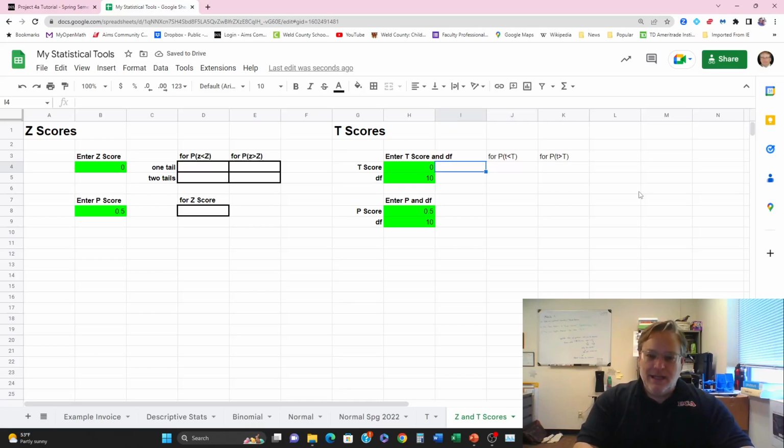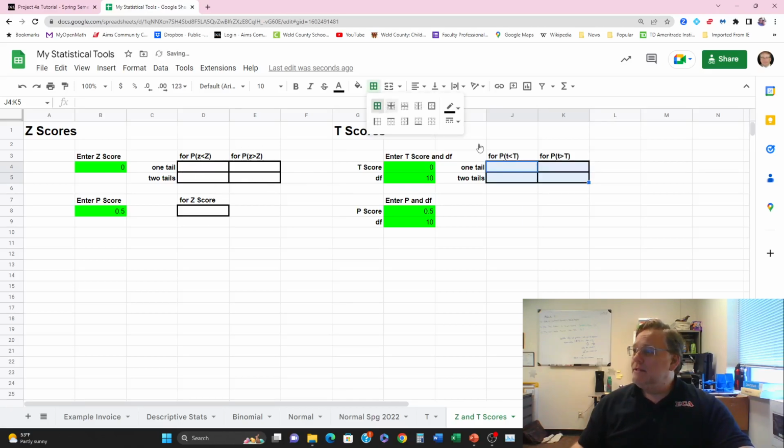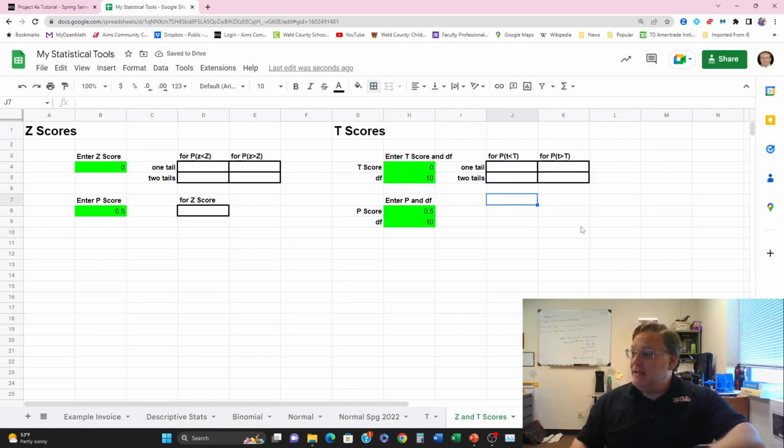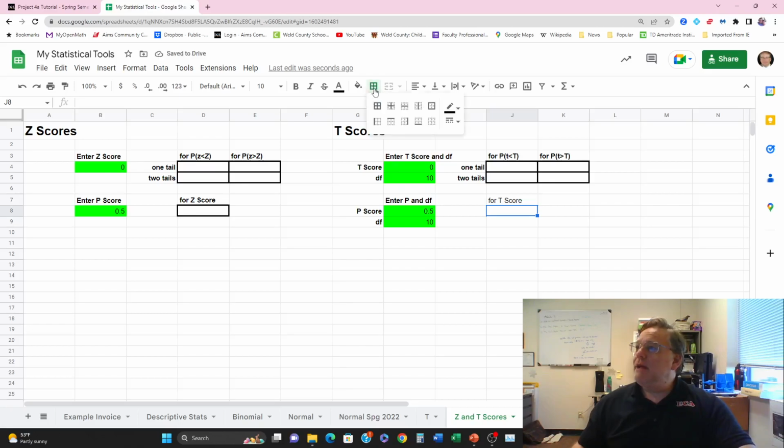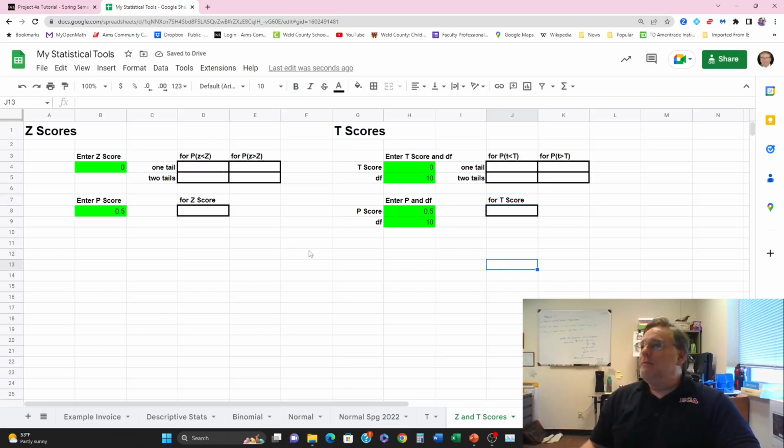All right, and then on the left-hand side here, I'm going to put one tail and two tails again. Whoops, two tails. And I'm going to boldface all of that. And I'm going to right justify this. And this is going to be a place where I put some output, so I'm going to format it similar to what I have over here. Give it some borders. And then underneath this, I've given it a probability and a degrees of freedom here, and here I'm wanting to calculate a t-statistic. So this is for t-score right here, and I'm going to put some boundaries around this and make that boldface. Okay, now I just have to fill in the formulas for all of these things here.